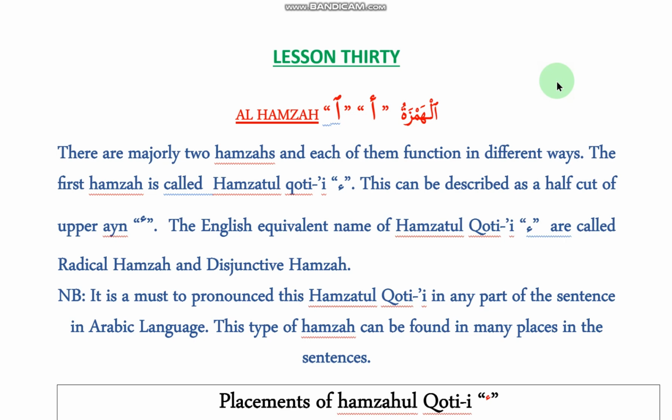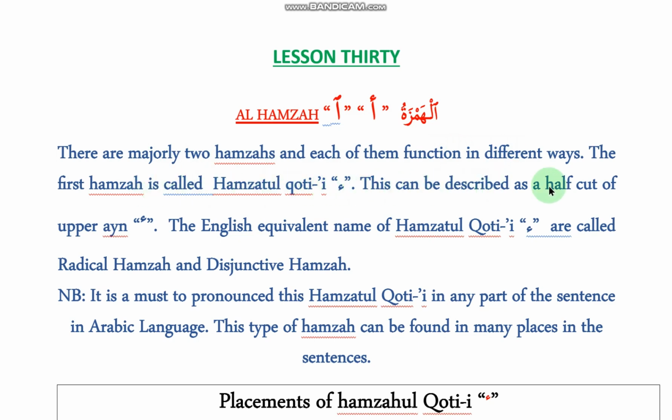Inshallah, today we'll be looking at Al-Hamzah. Indeed, we have two Hamzahs. We have Hamzatul Qot'I and we have Hamzatul Wasli. And this is Hamzatul Qot'I. Why this is Hamzatul Wasli? There are two major Hamzahs and each of them functions in different ways. The first Hamzah is called Hamzatul Qot'I.